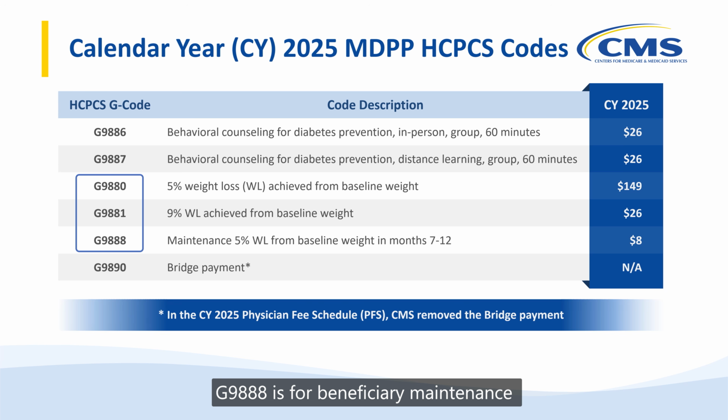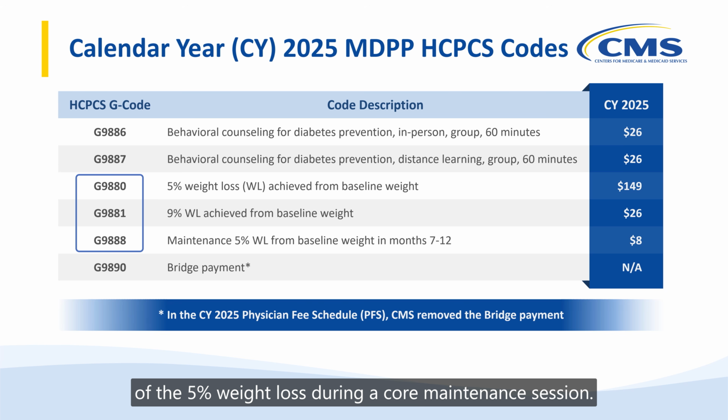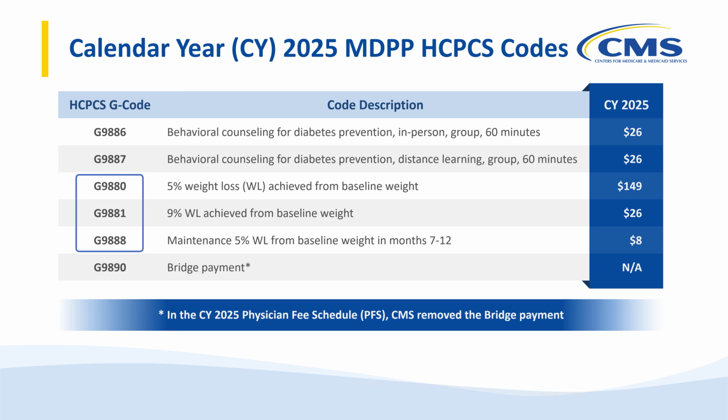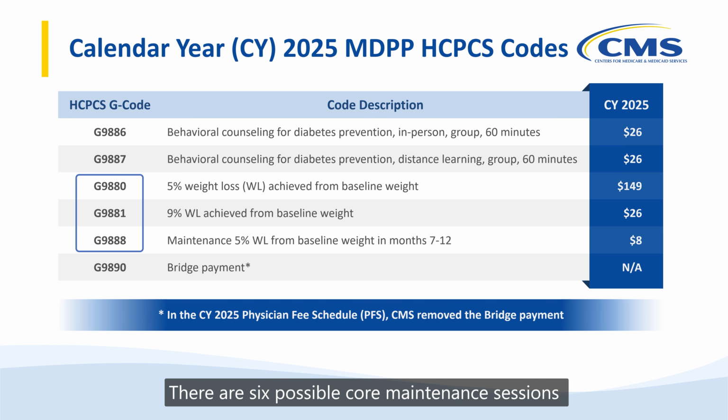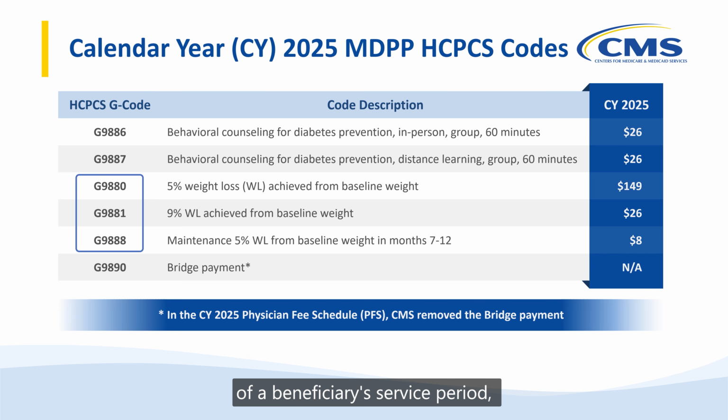G9888 is for beneficiary maintenance of the 5% weight loss during a core maintenance session. There are 6 possible core maintenance sessions that can be claimed in months 7 through 12 of a beneficiary's service period, meaning that G9888 could be claimed a maximum of 6 times for a beneficiary.